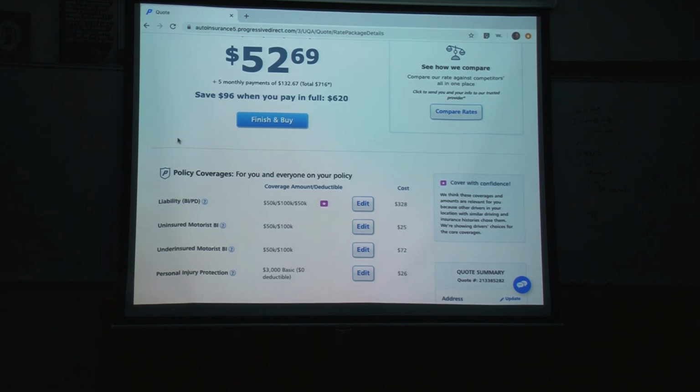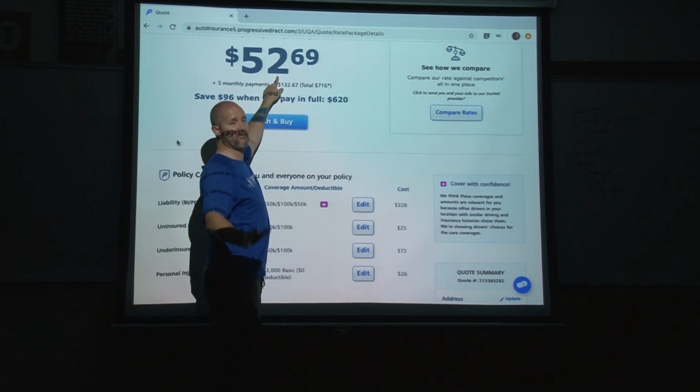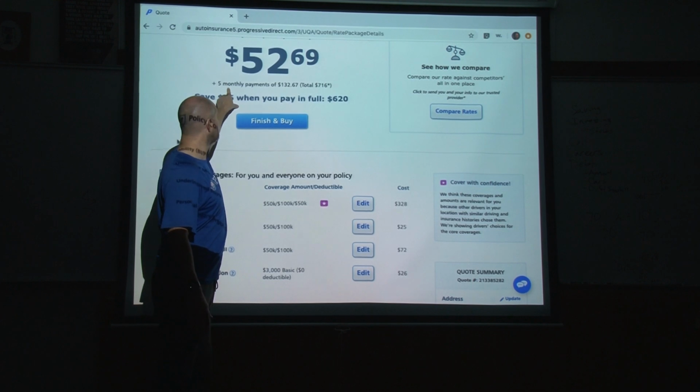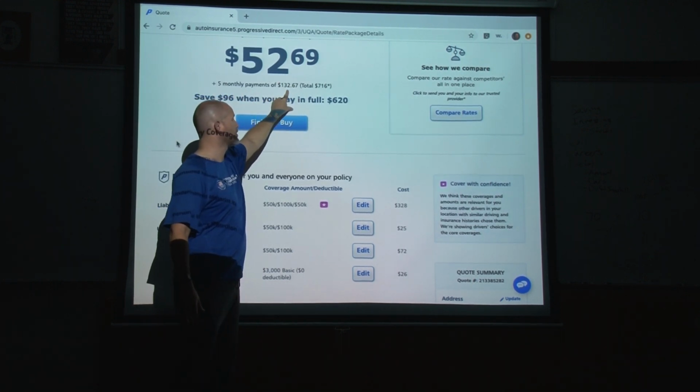All right, Abby, this is where I'm going to want you to scroll up and down. Okay, so the quote that they just gave us based on the information we put in is this. This is like marketing. Hey, you're going to pay 52. No, it's your monthly payments are right here. Your monthly payments are going to be $132 a month.